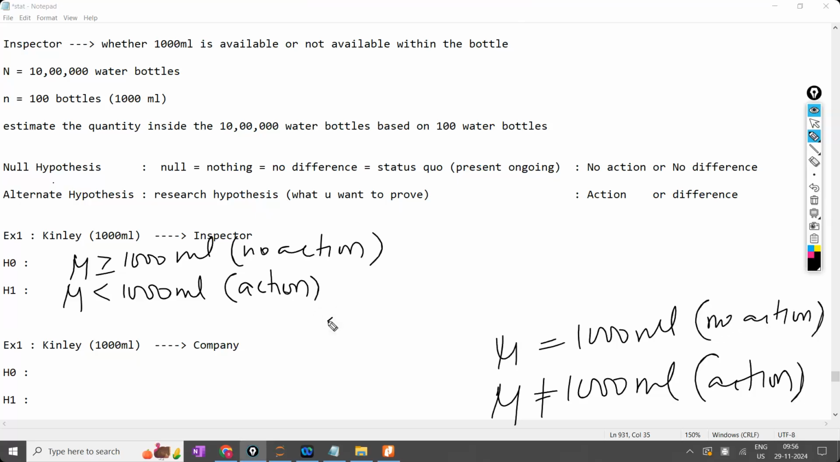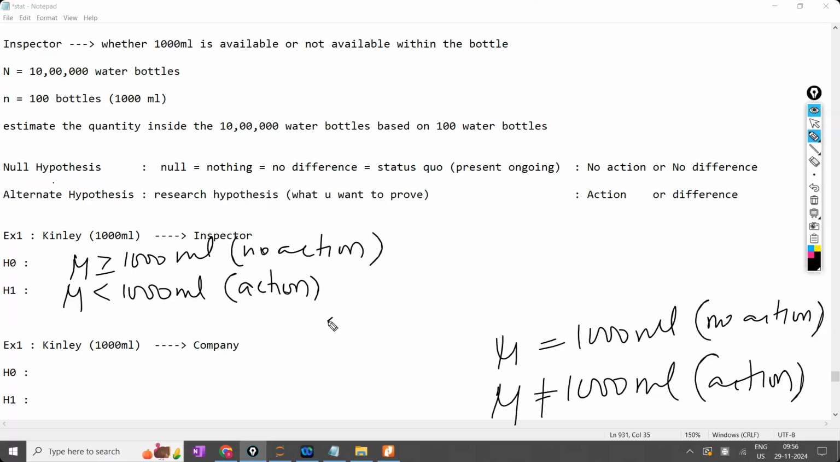This is from the company point of view. This is from the inspector point of view. Is the point clear? It depends from which person's point of view you are going to see this. That is also important. Is the point clear for everyone?